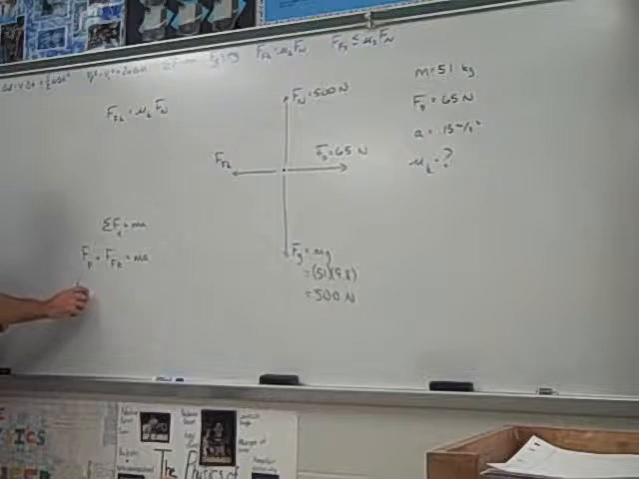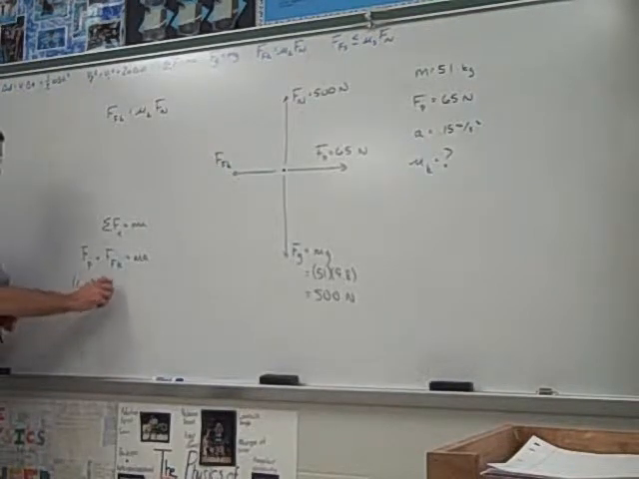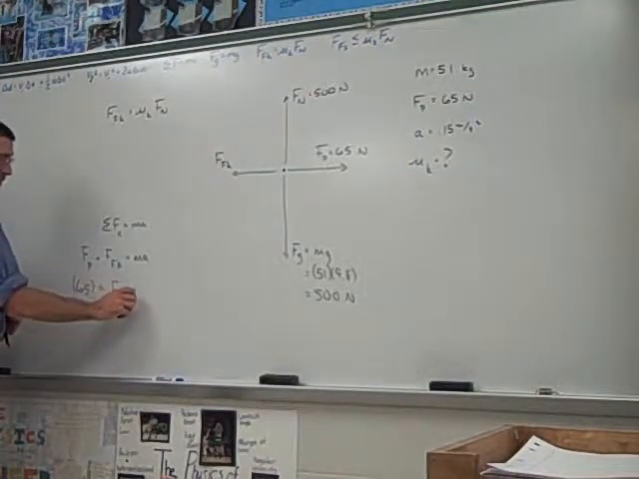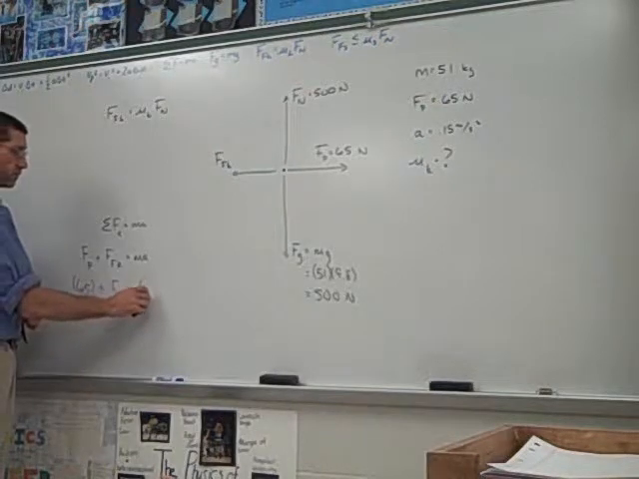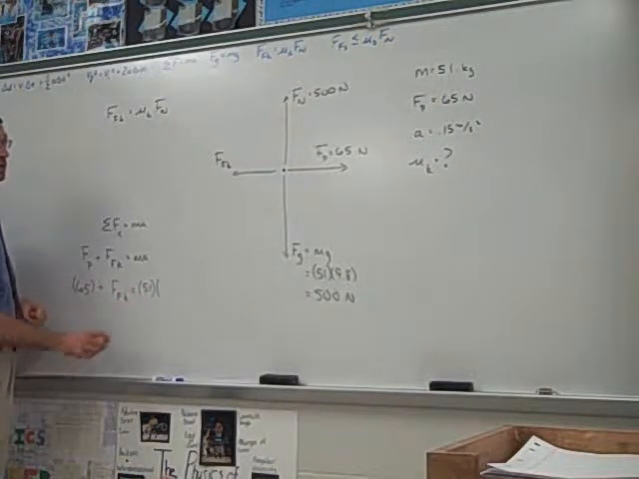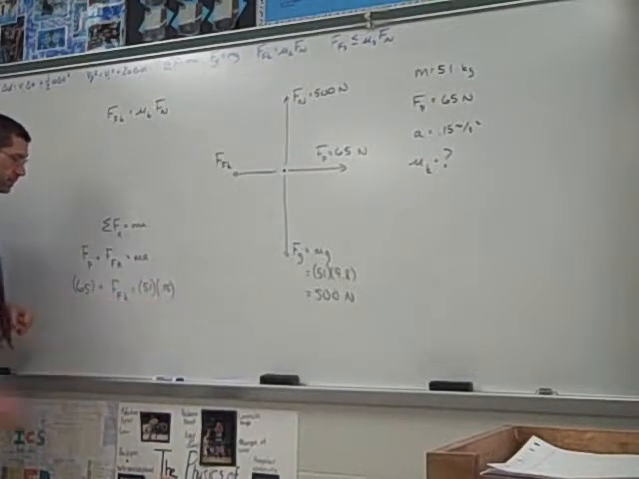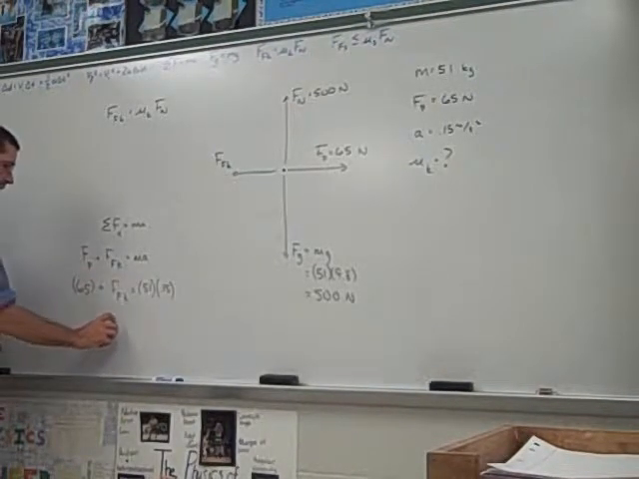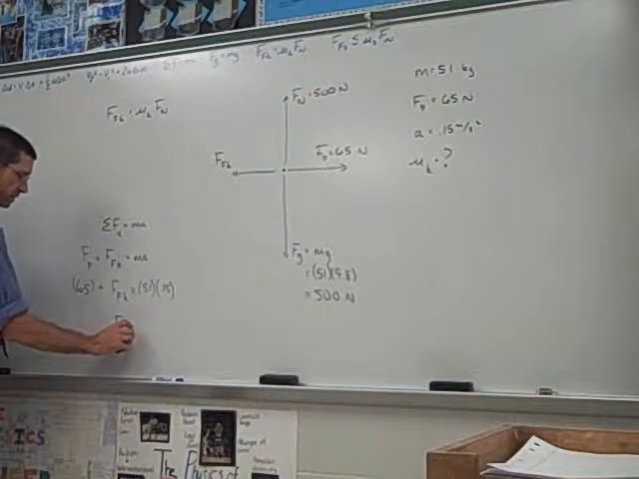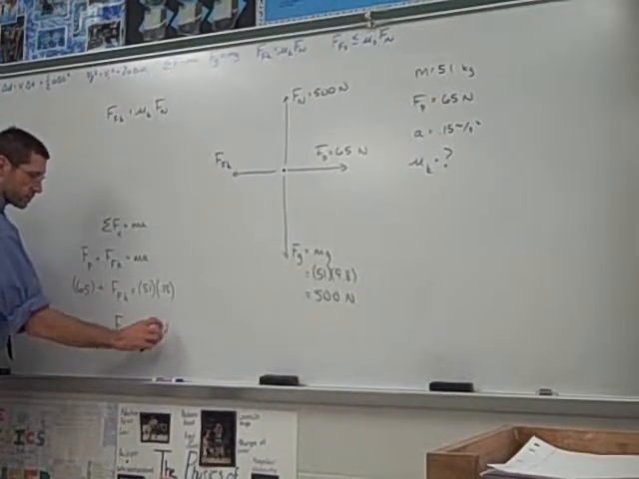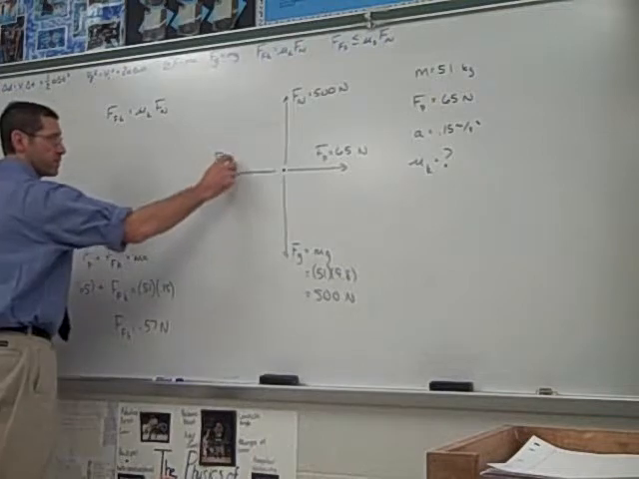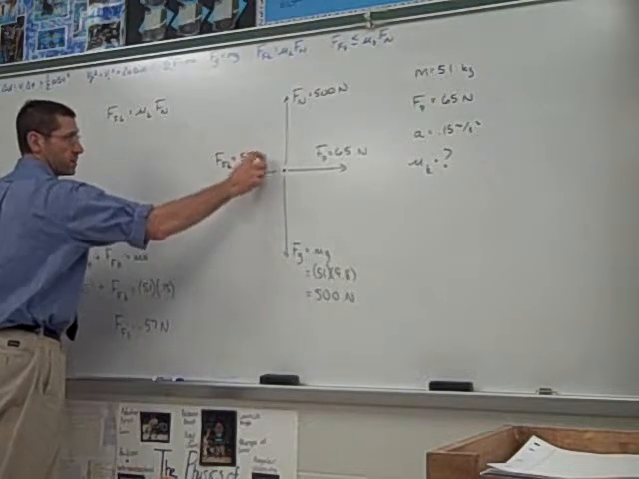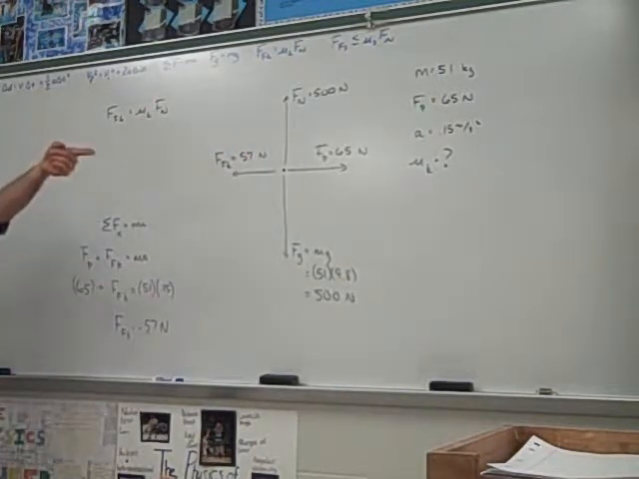So we have 65 plus kinetic friction equals the mass of the bookcase, 51, times its acceleration, 0.15. And now you multiply these, and then you bring over your 65, and you get the force of kinetic friction is negative 57 newtons. So now we know this is 57 to the left. Just as we expected, it's lower than the pushing force because the acceleration is to the right.